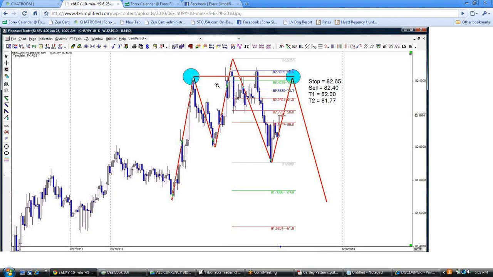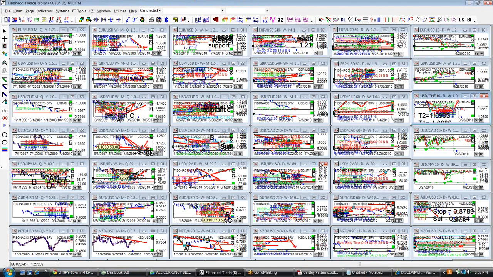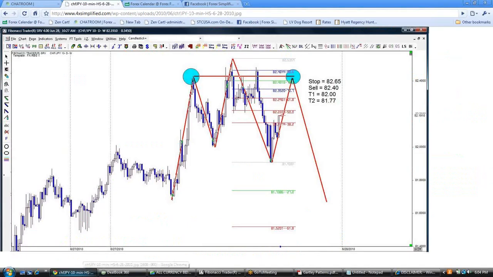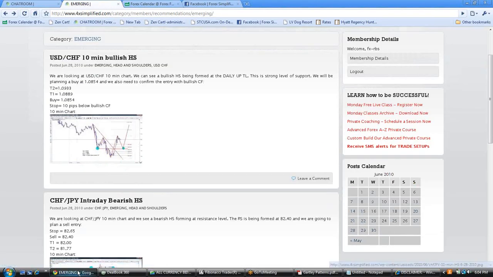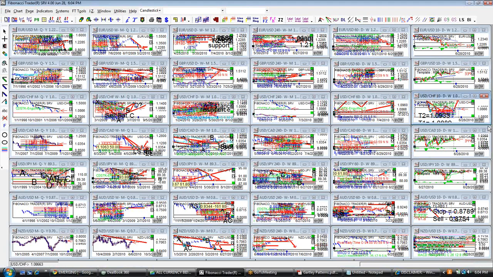This is Frank JPY, also a sell pattern. I'm sorry guys, I'm going very quick. I wanted to do the market analysis on my own, I mean, like on the chart live, but we're running out of time. So I'm just showing the patterns. Those are posted on our website. We sent email and SMS alerts for patterns like this.